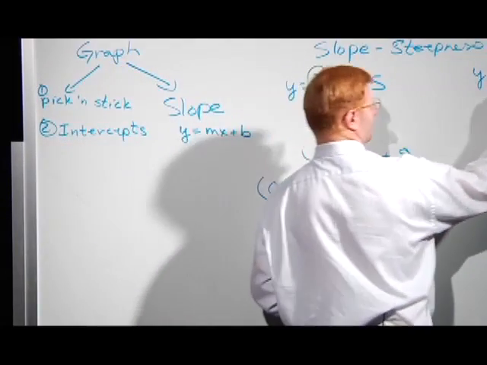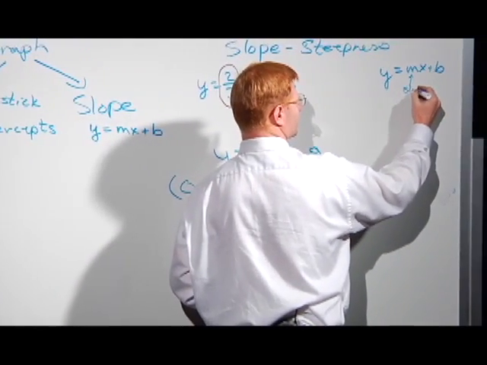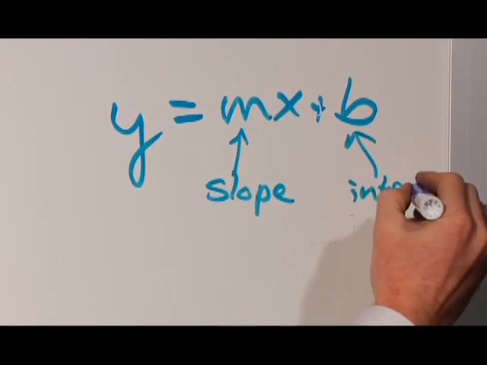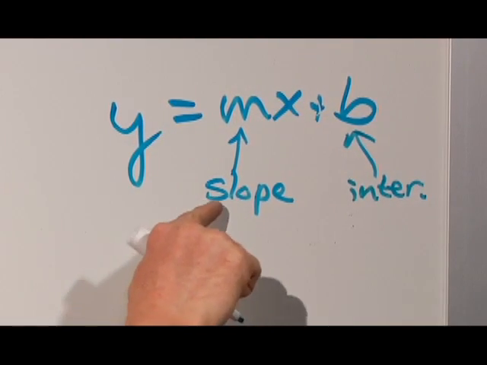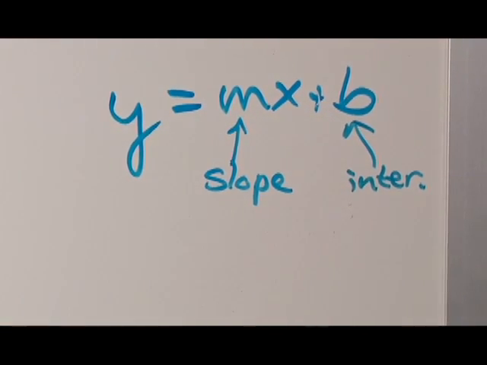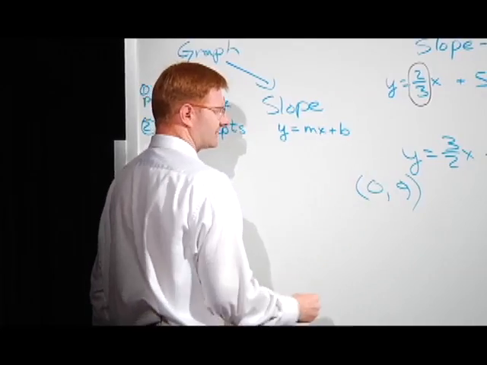Now they understand, and you call this, so this guy always has a slope, and that guy is always an intercept. This is the slope-intercept form of an equation. And they understand that. That's important to bring out. So the 0, 9, they get that.